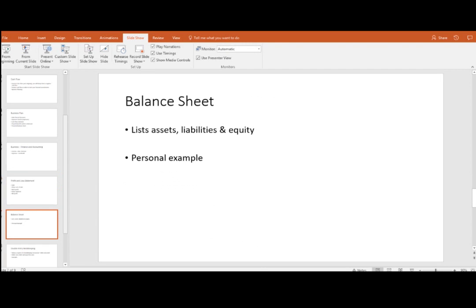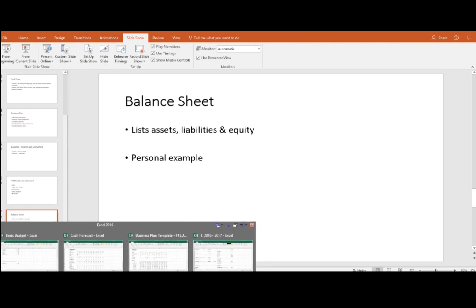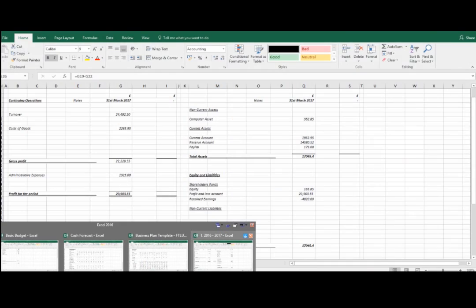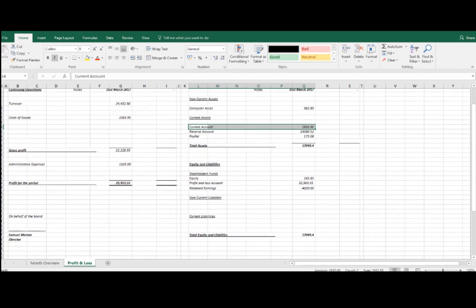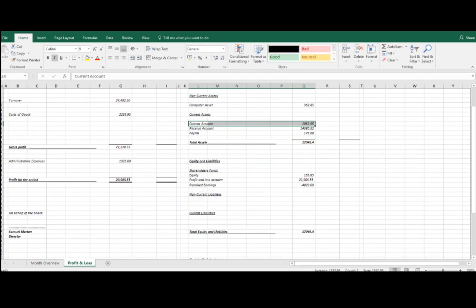Now, closing this again and bringing up that file that I just had, which is here, you can see there's a balance sheet here. So it lists the assets at the top here, and then liabilities and equity at the bottom. So assets, there's a computer asset, £362 or dollars. The bank account is an asset. The money in the bank we own. And there are other things here. And then we have like shareholder funds, which is equity.